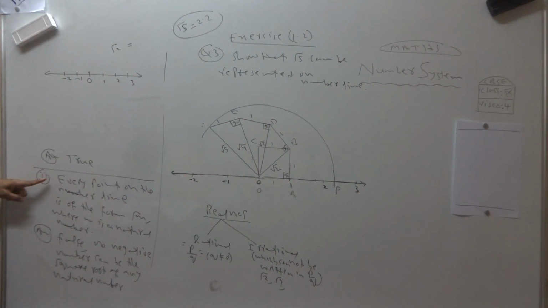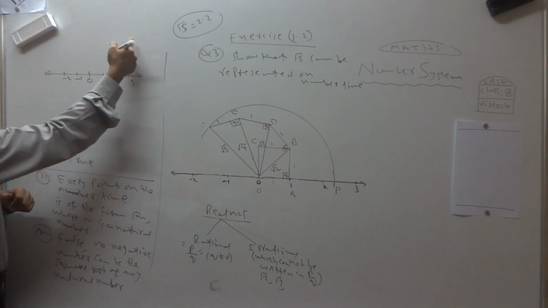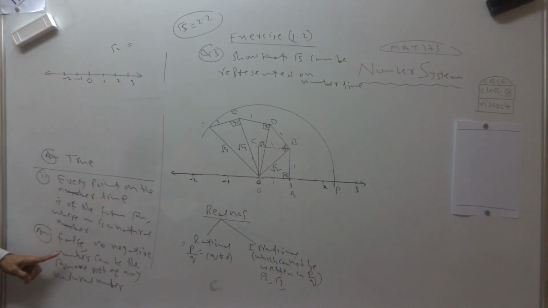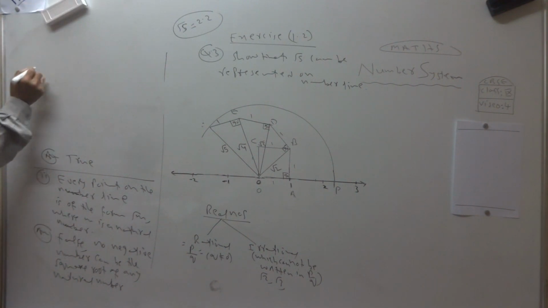So what is the question? That every point on the number line is of the form root m, where m is a natural number. Natural means positive number, like root 2 is there, so its value cannot be negative. So it is false. No negative number can be the square root of any natural number. Understand? So just write this answer. It's a wrong statement.